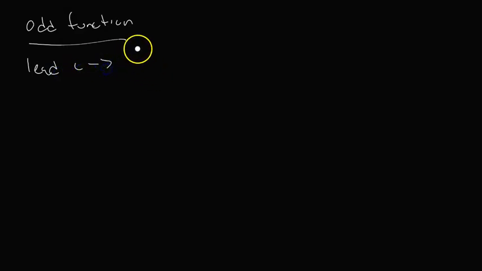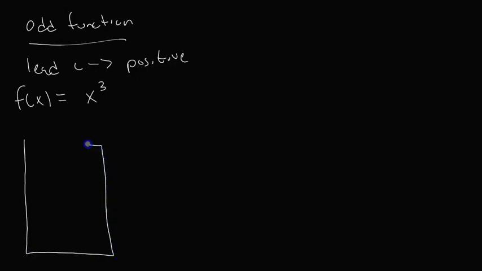Now let's talk about odd functions. Let's assume that we have an odd function, and in this case, our leading coefficient is actually positive. So what is going to happen? Let's assume that our function is f of x equals x cubed. Now, like we did before, let's do a little table to see what actually happens.